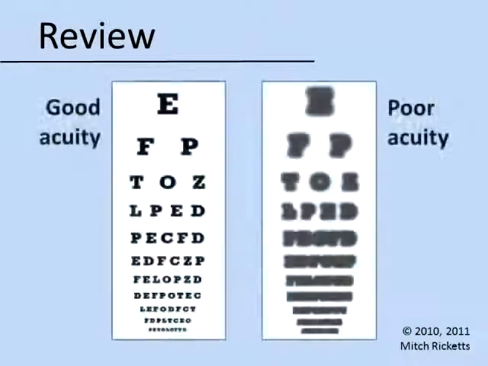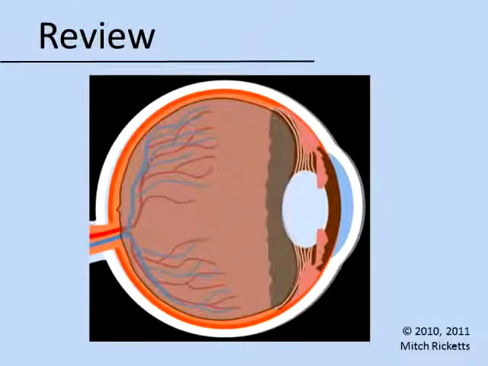Let's review. Visual acuity is a measure of our ability to resolve fine details or see clearly. Photoreceptors are most densely packed in the macula and especially the fovea. Because of this, we see more detail in good lighting when we look directly at an object so that its image strikes the center of our visual field.